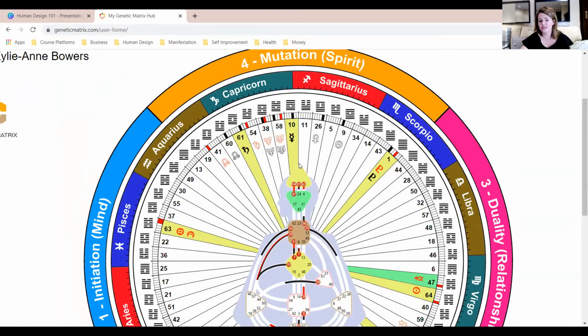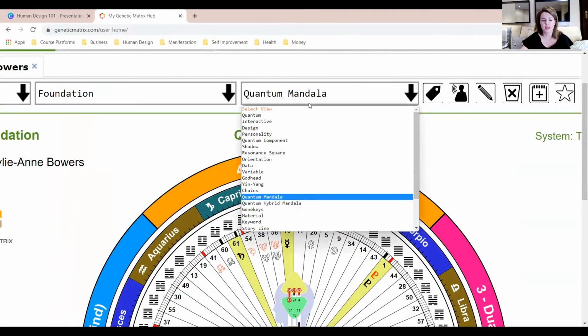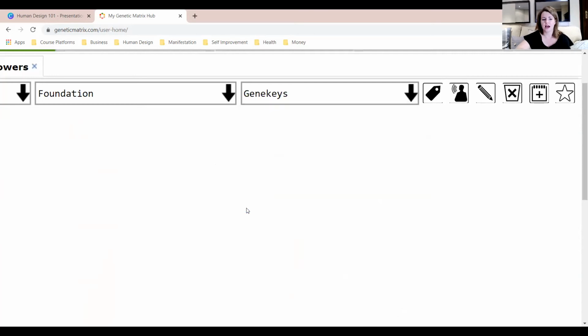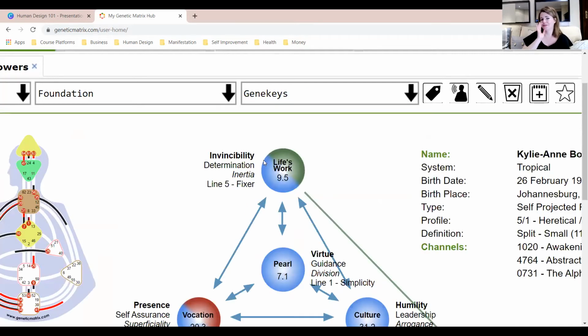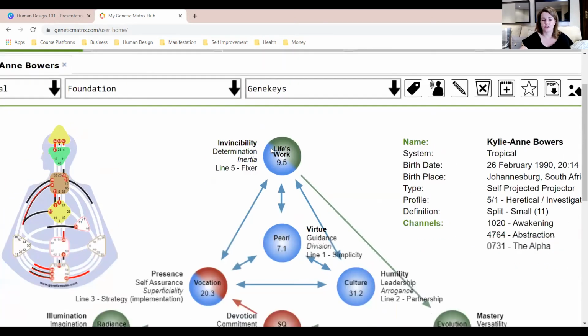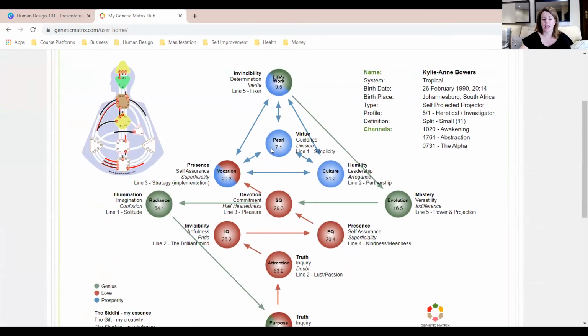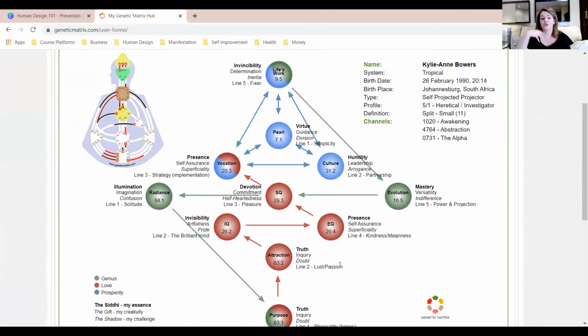I'm not going to go into that much detail because it gets very overwhelming. Just want to show you guys how far you can go. And if you do join Unleash Your Hero, which is coming in February, you will actually learn how to do all of this. And this is now your gene keys.